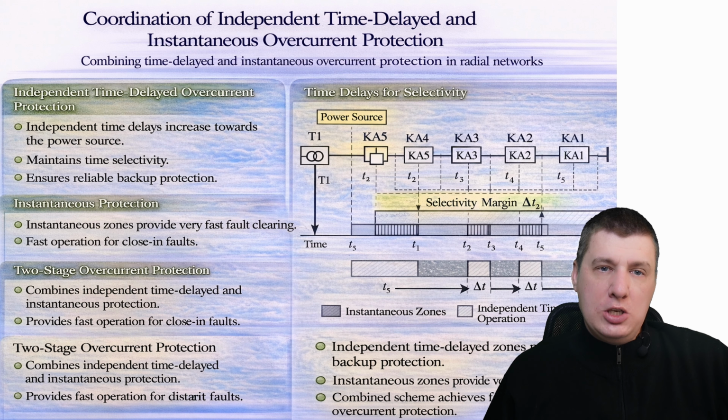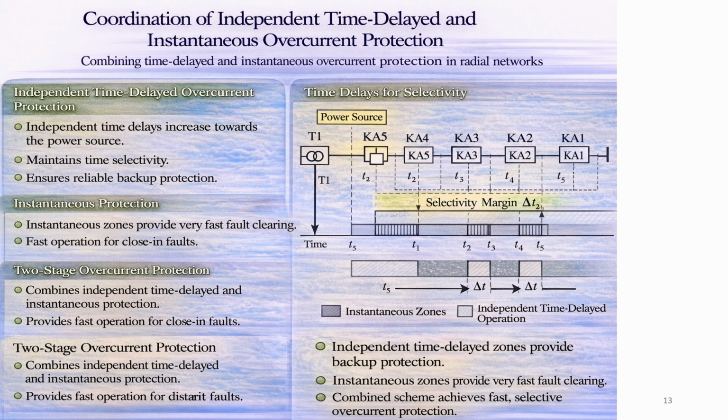Now we examine coordination between independent time delay protection and instantaneous protection in radial networks. Two diagrams show a radial feeder with several overcurrent relays labeled Ka1 to Ka5. Each relay has an independent time delay. The delay is increased step by step toward the power source. This creates time selectivity. If a fault occurs near the motor M2, the nearest protection Ka1 should operate first. Its operating time is the shortest.